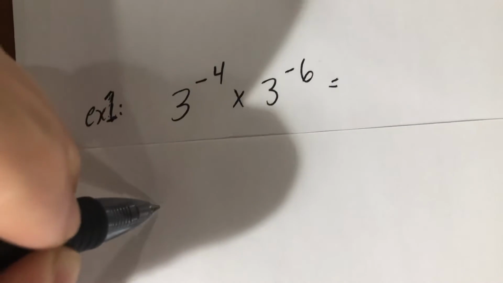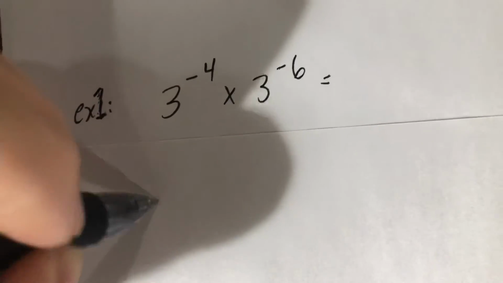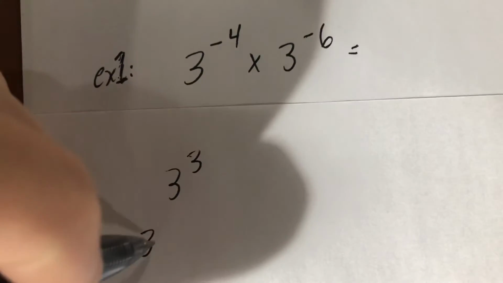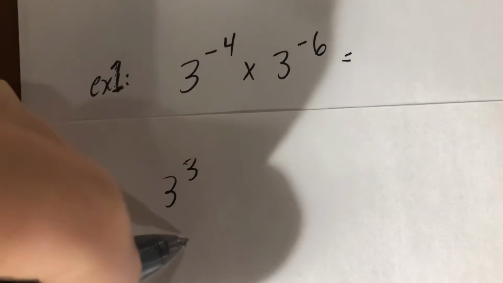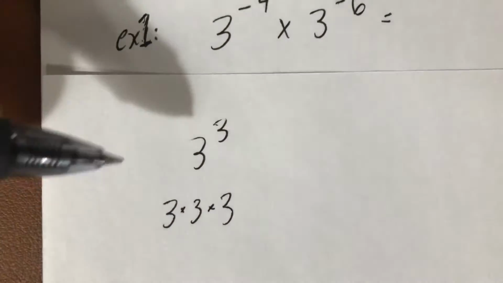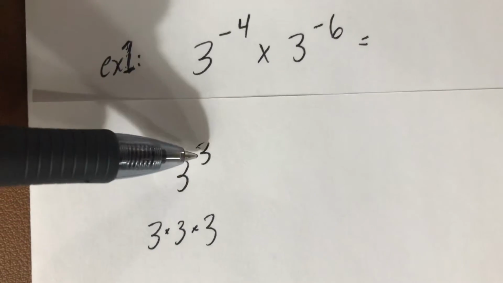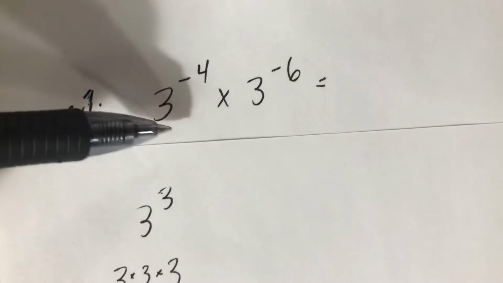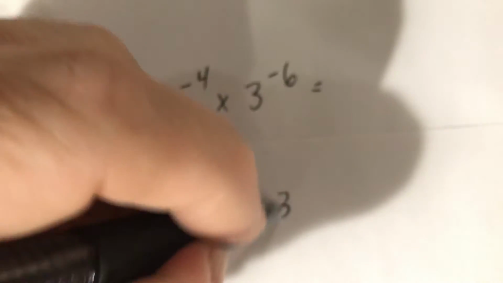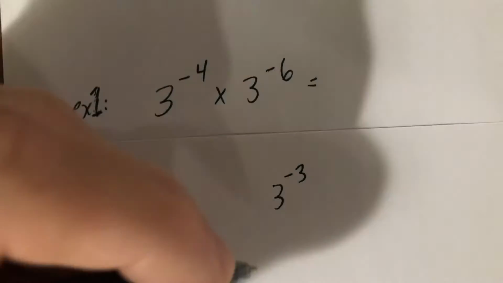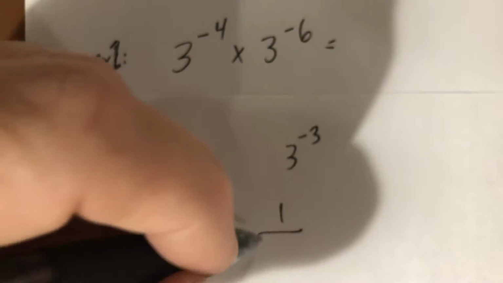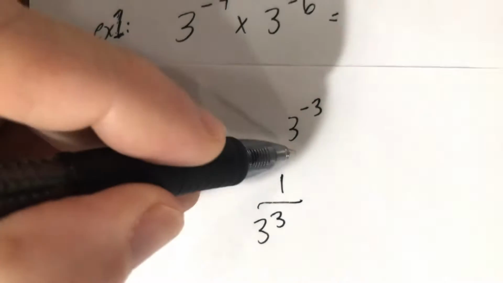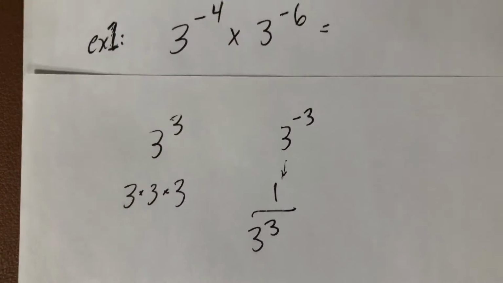when you see 3 to the 3, remember, it's 3 times 3 times 3, 3 times. That's what 3 to the power of 3 is, just 3 times 3 times 3. So when you see a negative, 3 to the negative 3, remember, that's really just 1 divided by 3 to the 3. So that right there is the exact same thing.